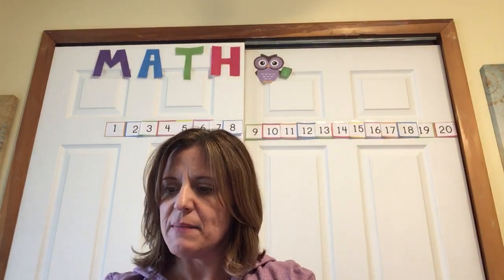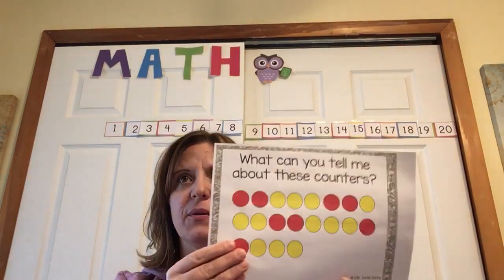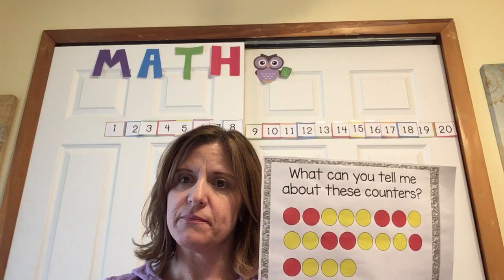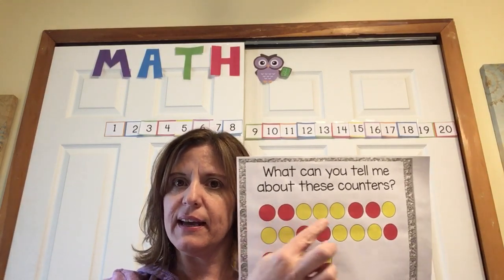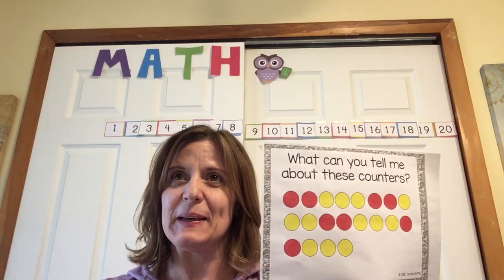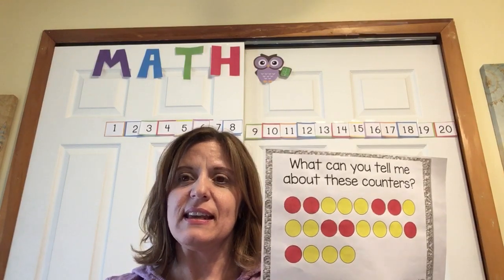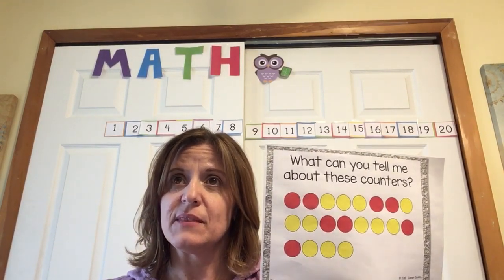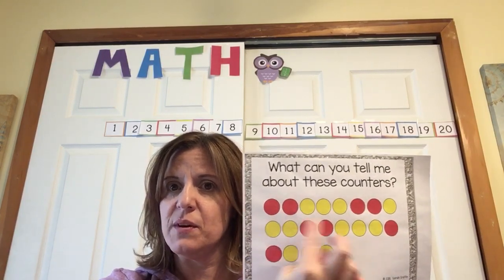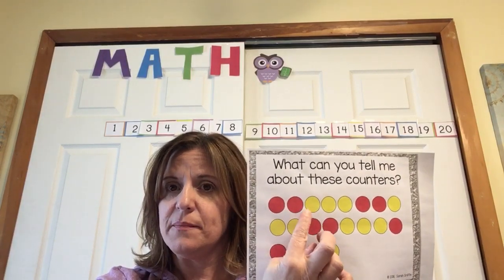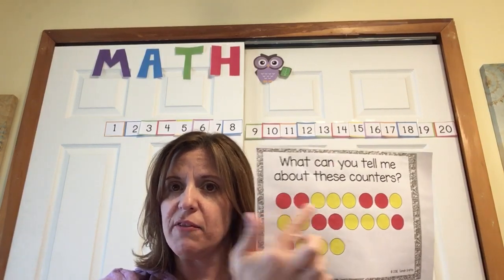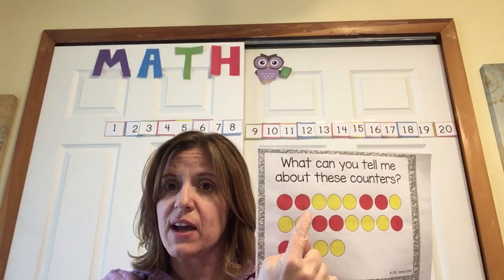Our last math chat is about the counters. So it says, what can you tell me about these counters? All right, and so here, looking at the red, you can see how they're arranged. So you can talk about what colors and what numbers. So we have 2, 3, 4 red. Oh, and we have 1, 2, 3, and 1 more yellow. So you have 4 red and you have 4 yellow, but you can talk about the arrangement.